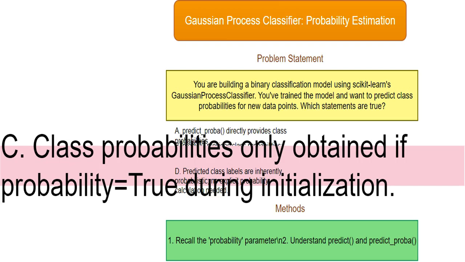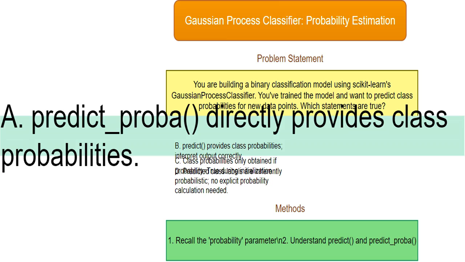To get class probabilities, I need to set the probability parameter to true when I create the Gaussian process classifier. Otherwise, the model won't calculate probabilities. It's like flipping a switch.